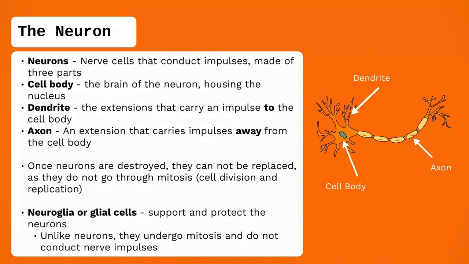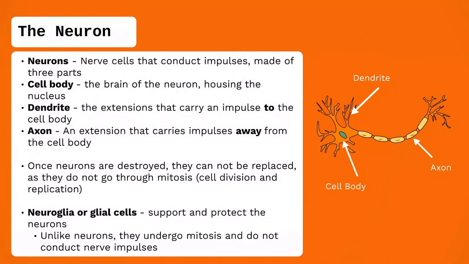Once neurons are destroyed, they cannot be replaced as they do not go through mitosis, which is cell division and replication. This is why, unfortunately, we do have paralysis: once our neurons are destroyed, they cannot be saved. They are not replicated. They do not heal themselves.